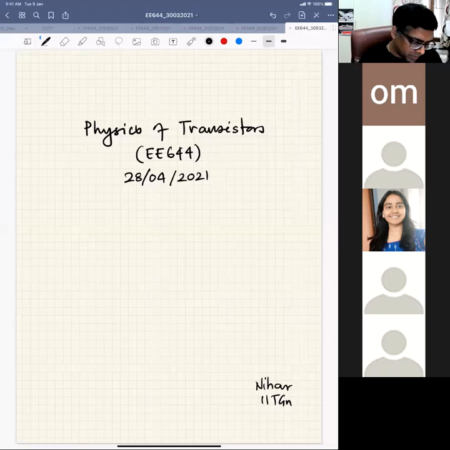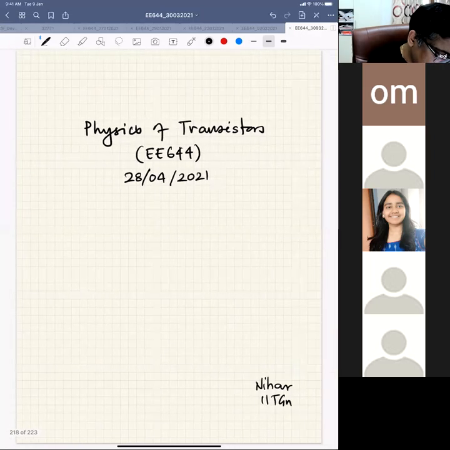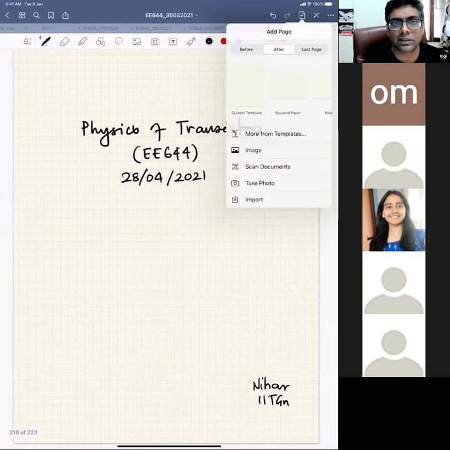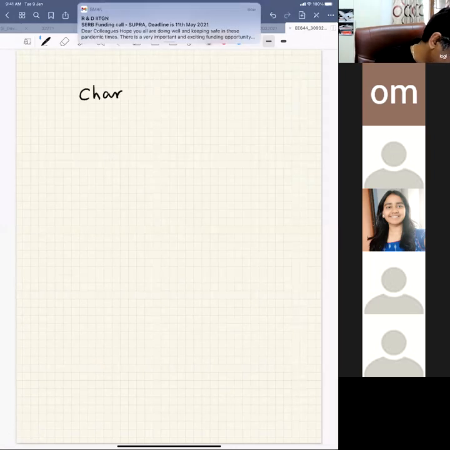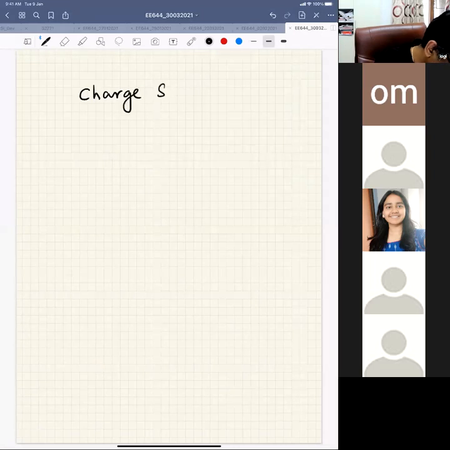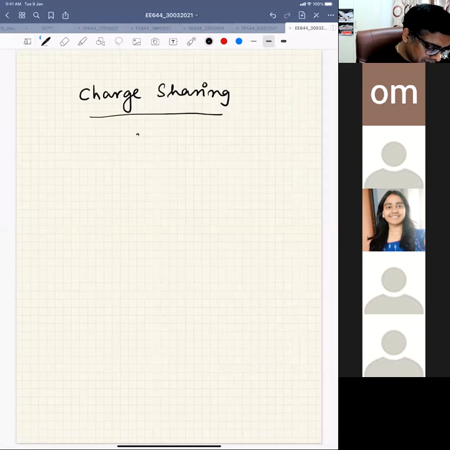Okay, so we'll start with the charge sharing today. When I talk about charge sharing, this is a charge shared between gate and source and drain, right?